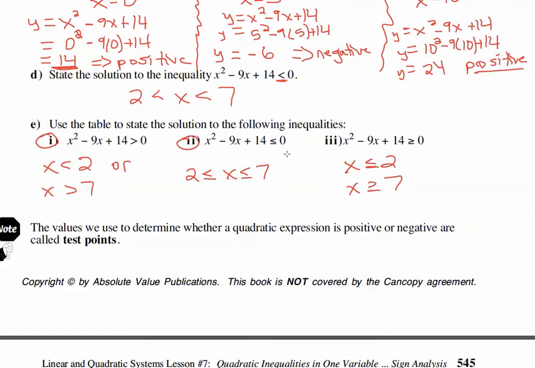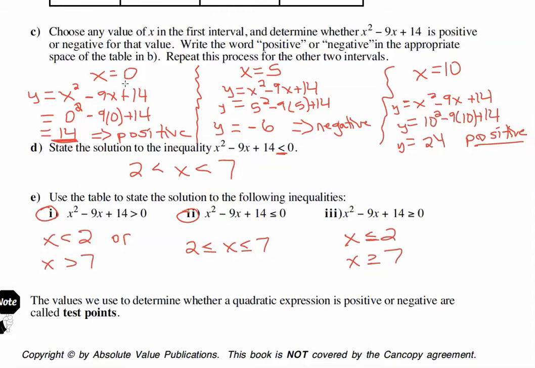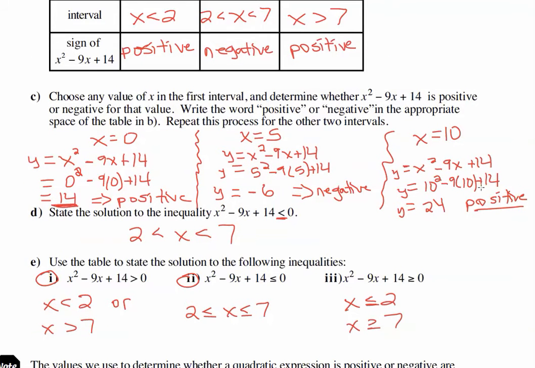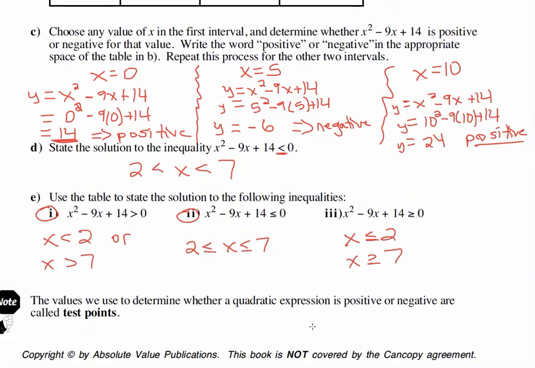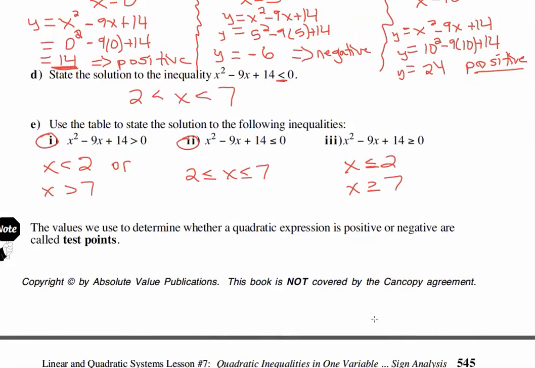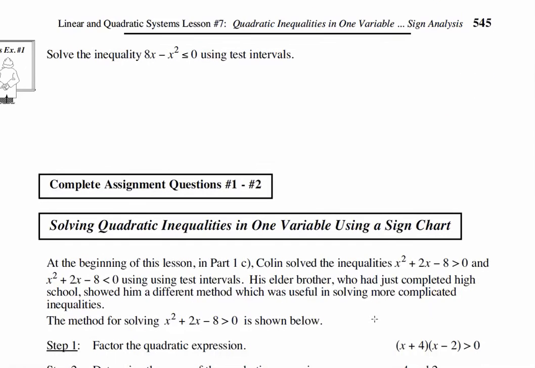So that concludes our bit on using, oh no, I lied, we have one more example. It says the values we use to determine whether a quadratic expression is positive or negative are called test points. So these are our test points, the values that we actually use. In this case, our test points are 0, 5, and 10 along the intervals that we just determined. So let's go ahead and do one more, solving the inequality, class example number 1, using test intervals.